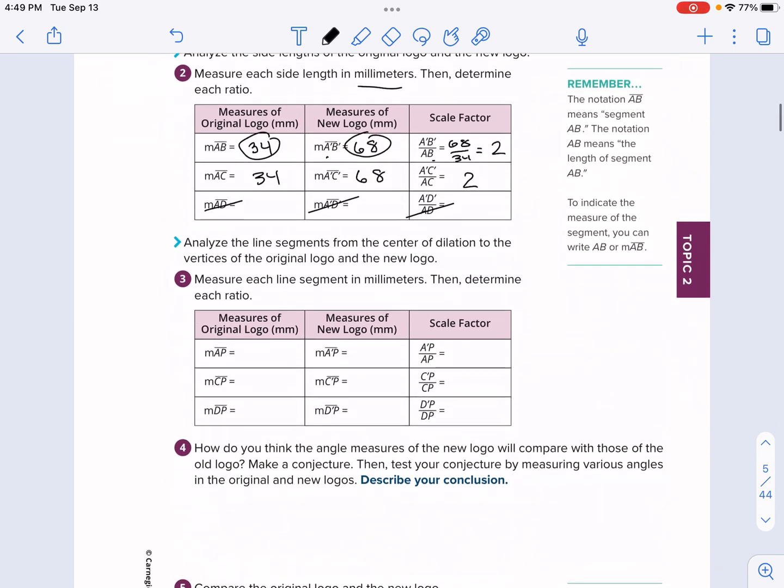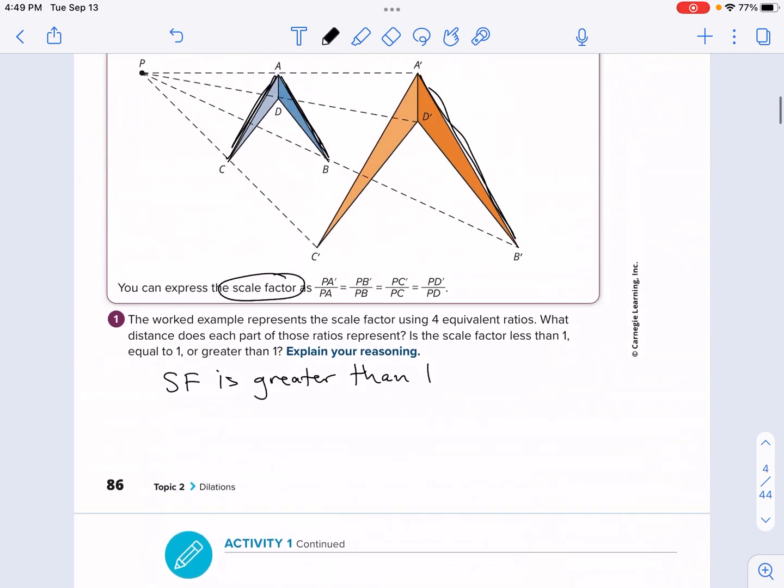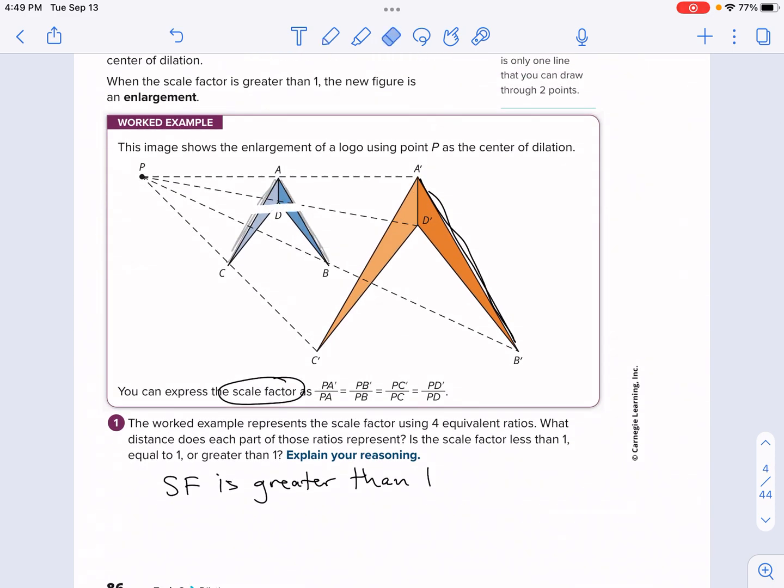How do you think the angle measures of the new logo will compare with those of the old logo? Make a conjecture. So let's talk about the angles here. Let's look at angle A. I'll put an arc and an arc here. Do you think one angle is bigger than the other? In this case, they're exactly the same. Let's look at B prime and B. I'll put 2 arcs there. Those are also the same. So although our figure is getting bigger, the interior angles are still exactly the same.